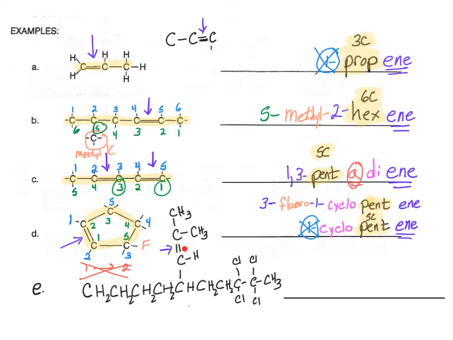Our ending is ene. The next one is the challenging one. We want to find out what is the longest hydrocarbon chain that goes through the double bond. What do you get? Well, you could have chosen 8, 9, or 10. And in this case, we're actually going to choose the 9. Even though it's not the longest, it has to go through the carbon-carbon double bond. So that makes this nonene.